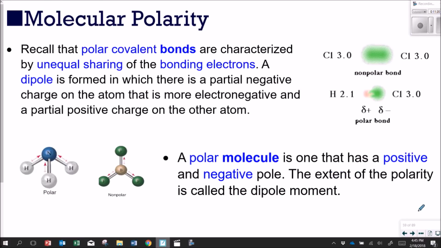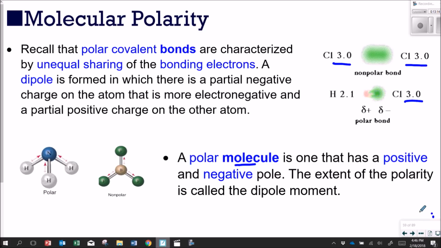Let's look at molecular polarity. If you remember, a polar covalent bond is characterized by an unequal sharing of the bonding electrons. A dipole is formed in which there is a partial negative charge on the atom that is more electronegative and a partial positive charge on the less electronegative atom. So looking at the chlorine molecule, same electronegativity, nonpolar bond. HCl, chlorine is more electronegative, so we have a polar bond.